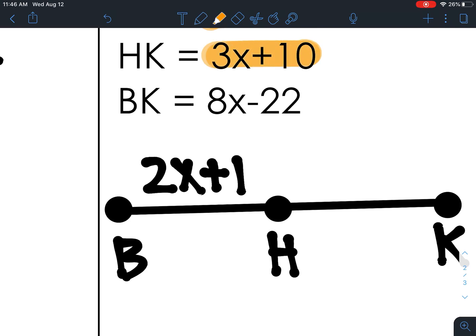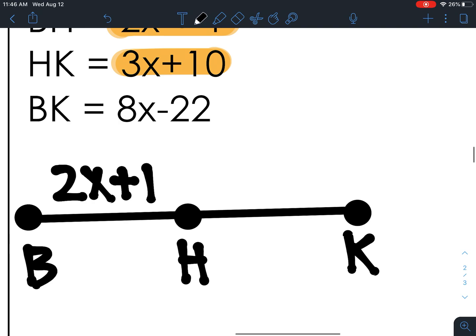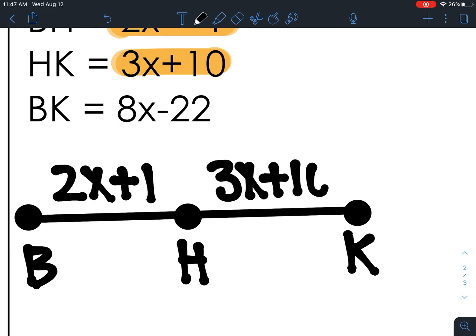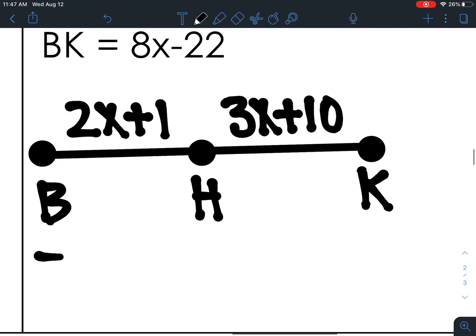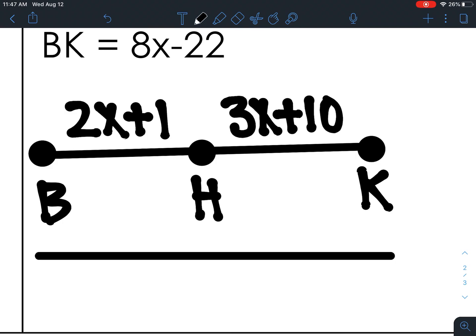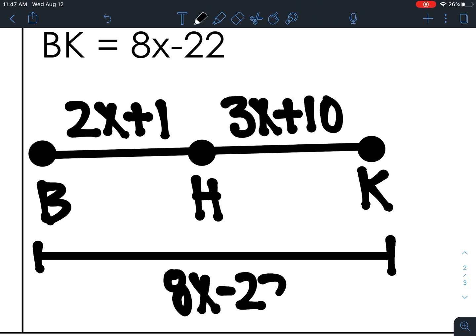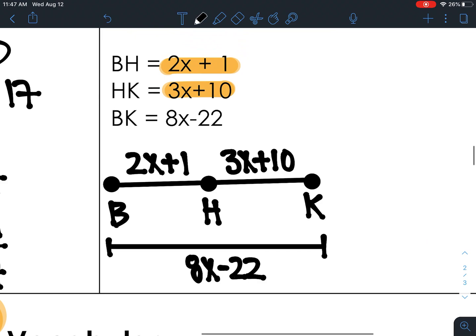HK is 3x plus 10. I'm going to put that in my picture. HK is 3x plus 10. But then we are given that the full length of BK is 8x minus 22.